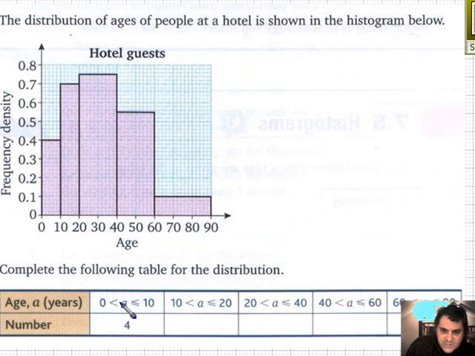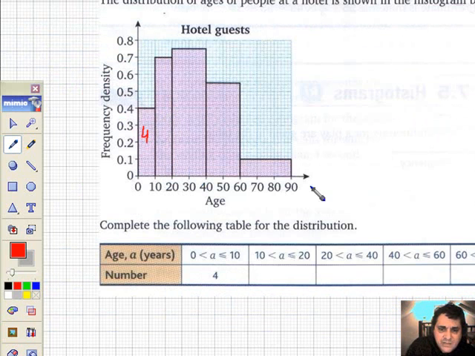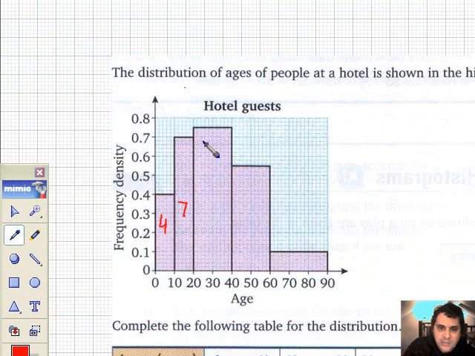We've got from 0 to 10, bar width of 10, so 10 multiplied by 0.4, that's 4 from there. Now what have we got again? We've got 0.7 times the bar width of 10, so 0.7 times 10 will give us 7, so that accounts for 7 hotel guests. Very good.